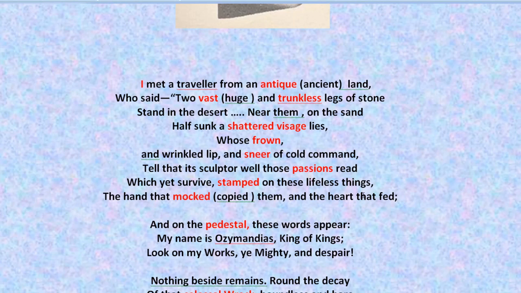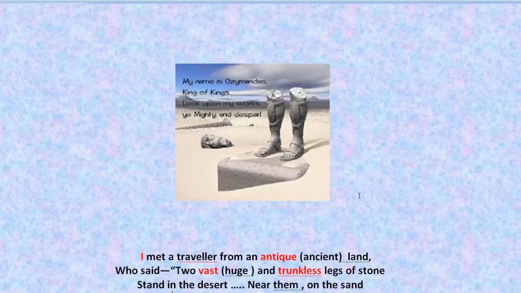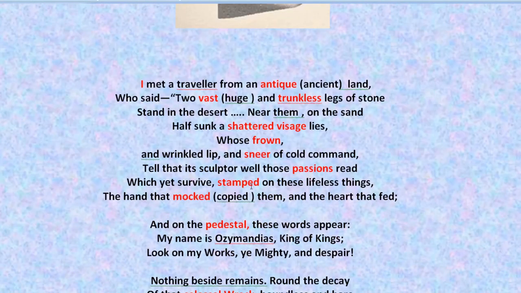Near them on the sand, half sunk, a shattered visage lies. So near those legs, half sunk, a destroyed face was buried under the sand, something like this. See, here are the legs and near them a half destroyed face is buried in the sand. Okay, so I hope the first paragraph is clear.